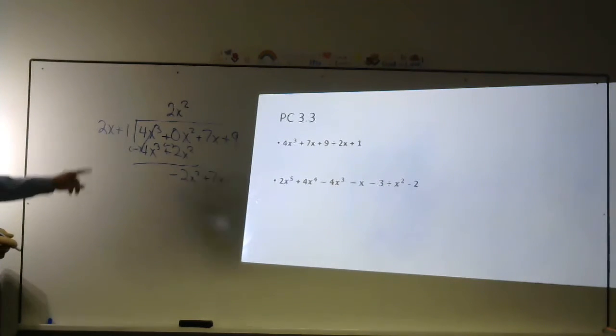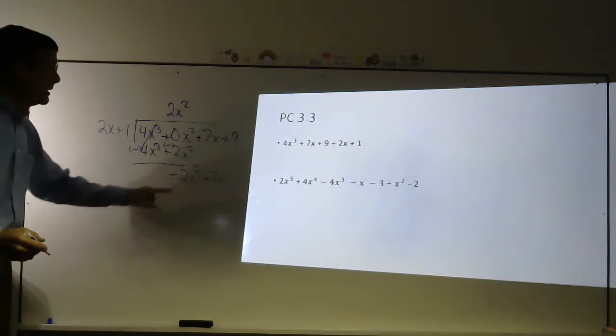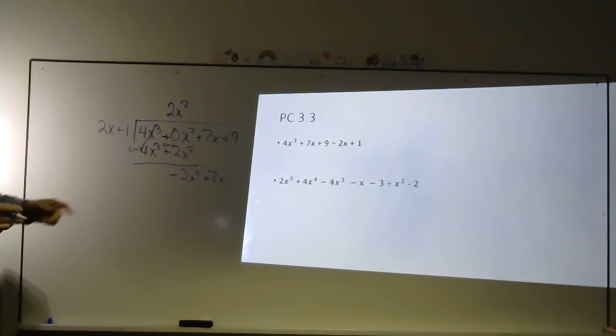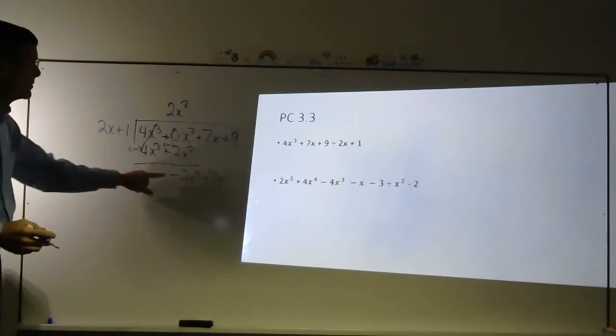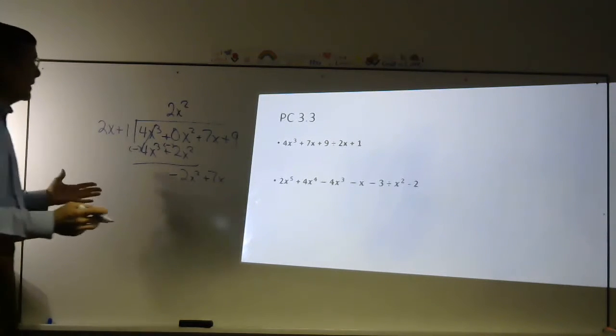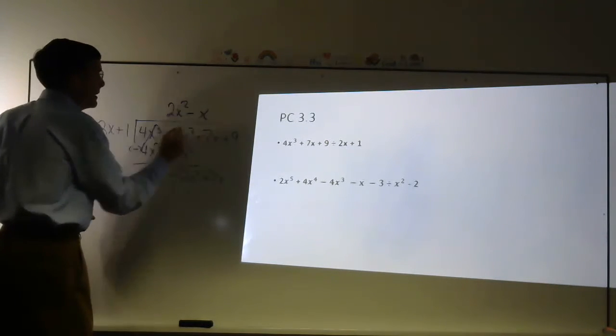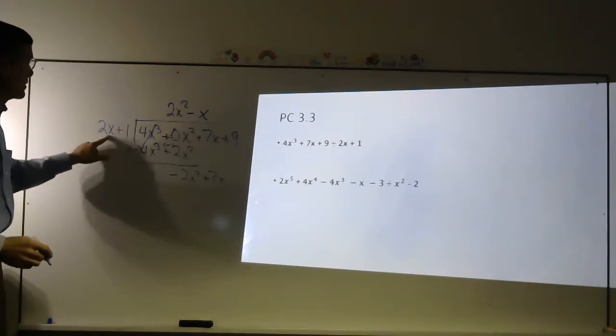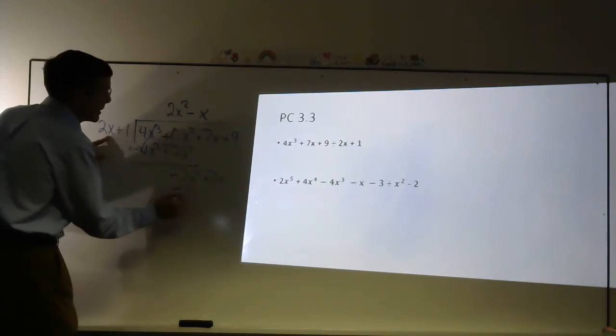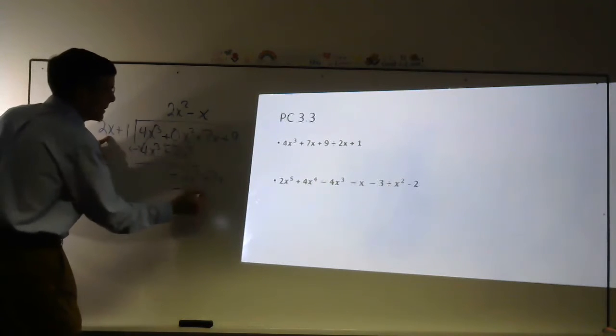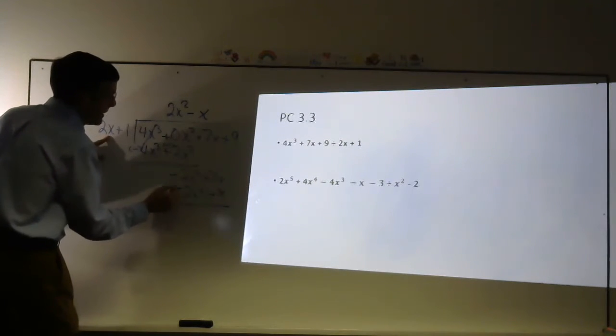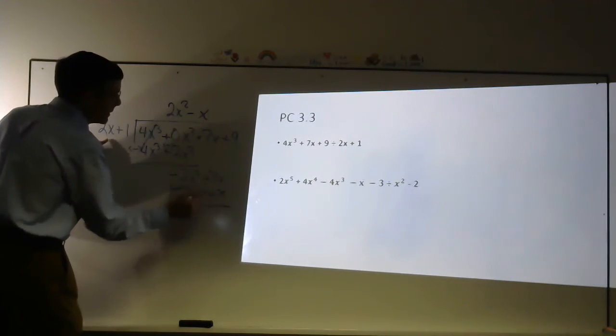Okay? How many times does 2x go into negative 2x squared? Whatever you put up there, you have to take times 2x and get that. So I think it's just a negative x. Yeah? Negative x times that is negative 2x squared. Negative x times that, and take the negative in on the bottom.